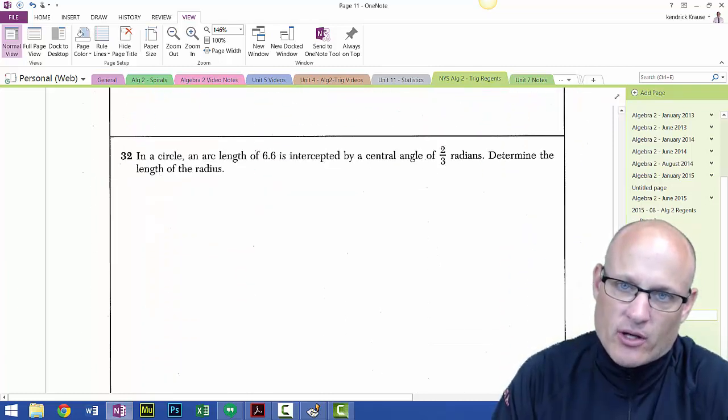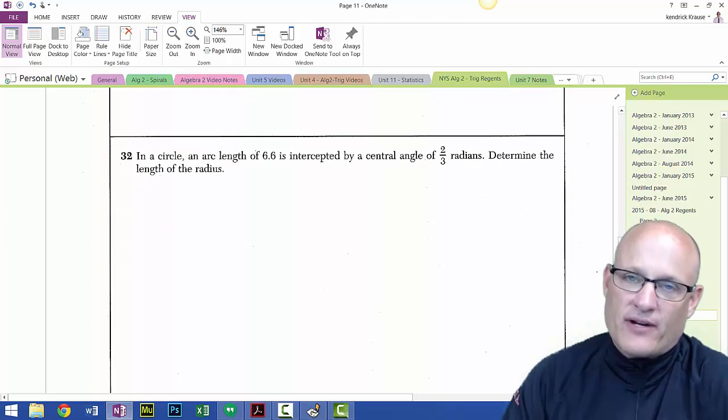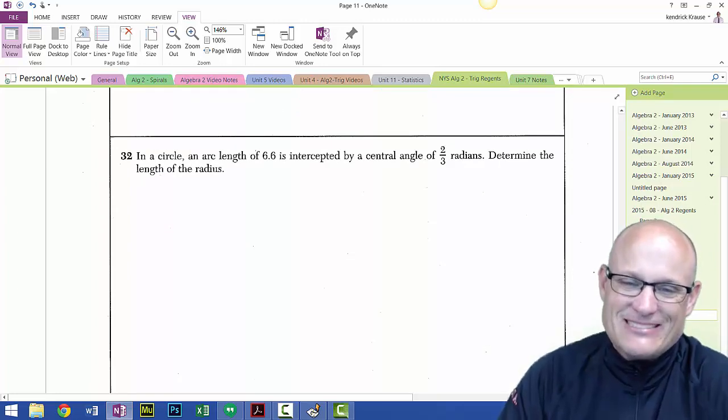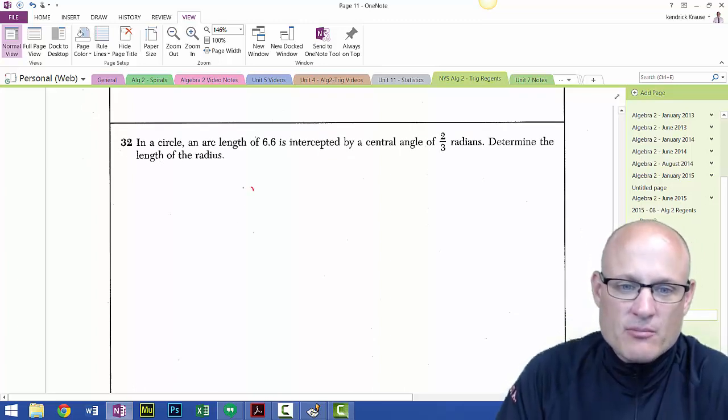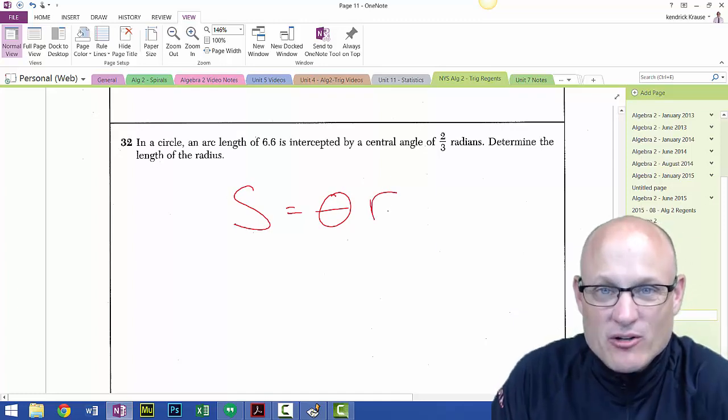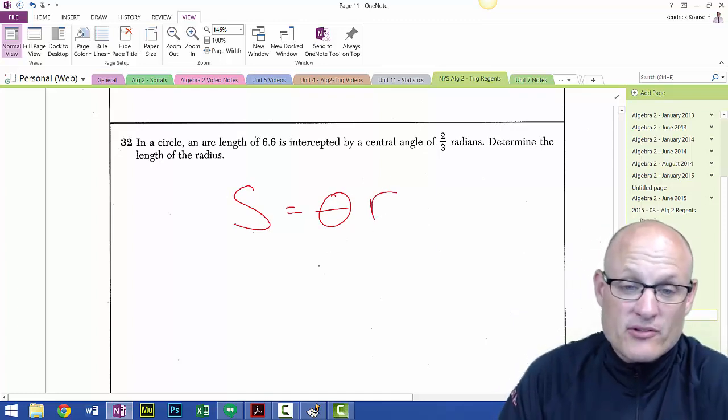Sorry, kids. This is another one of mine. I know we've done like 4 or 5 problems like this, but I didn't. My fault. You had to remember that the formula was S equals theta R. Now, I say it's my fault. It is one of your flashcards. It is one of the formulas I did tell you this past week to remember.